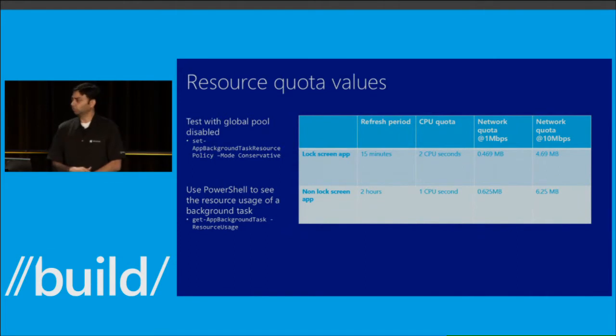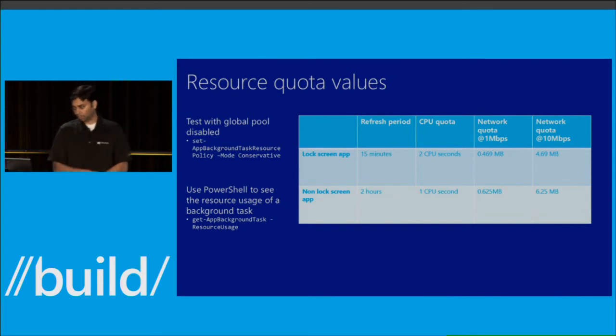So these are the resource quota values. I'm not going to go into the quota values because they're all published and documented on MSDN. The thing that I would like to call out in there is on the left side. In 8.1, we've added PowerShell commandlets, and those PowerShell commandlets actually allow you to see how much resource quota you've used. So you can run your test, you can do your work in the background task, and you can use those PowerShell commandlets to understand how much CPU and network you've used.